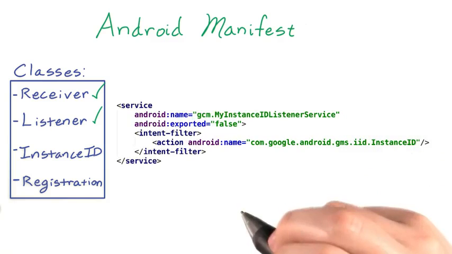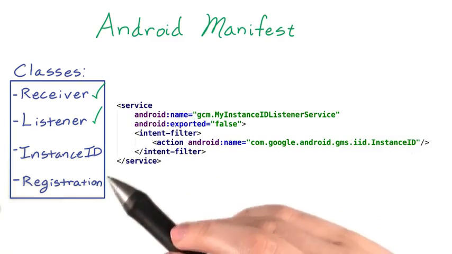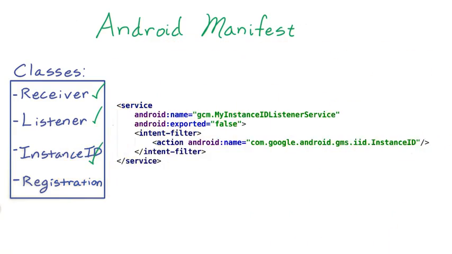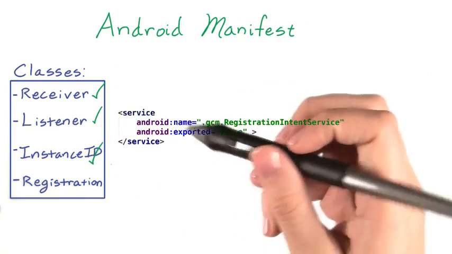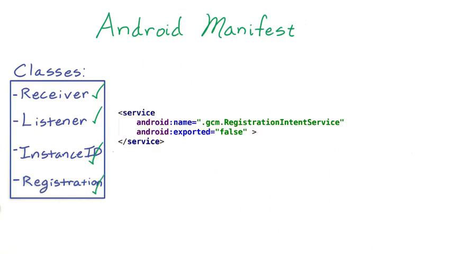Finally, we have to create a service that extends Instance ID Listener Service to handle the creation, rotation, and updating of registration tokens. So this is a big one. These are all of the required classes that we need. However, I'm also going to have you add one more declaration for a helper service, which we will discuss later.